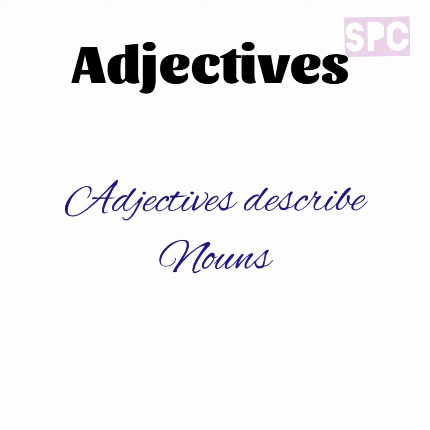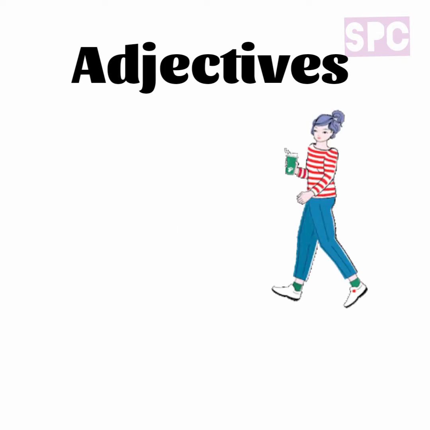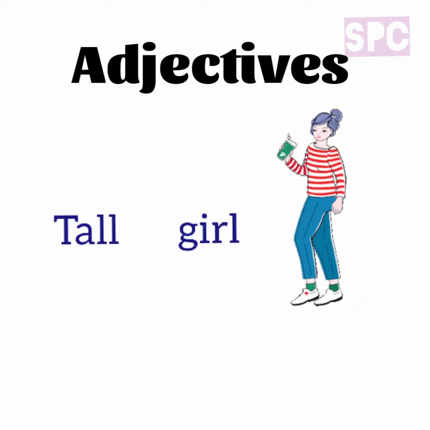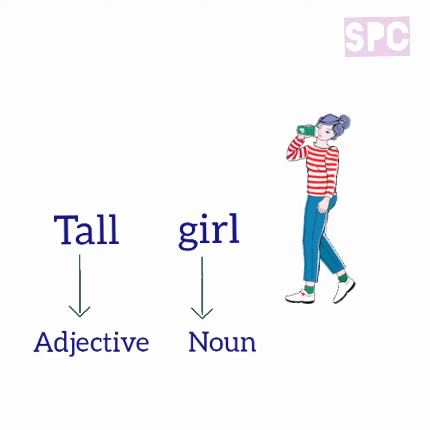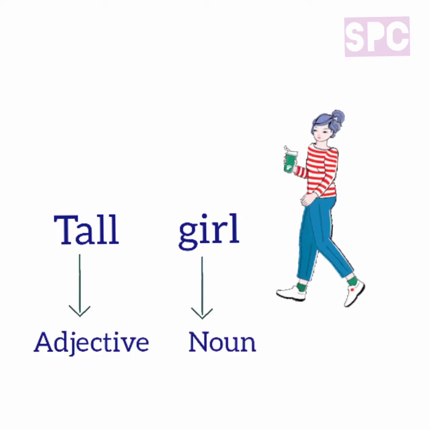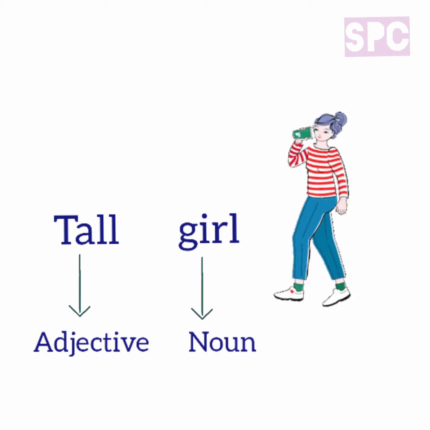Adjectives are words which describe nouns. They tell us more about the nouns. For example, tall girl. Here the word tall is an adjective and the word girl is a noun.